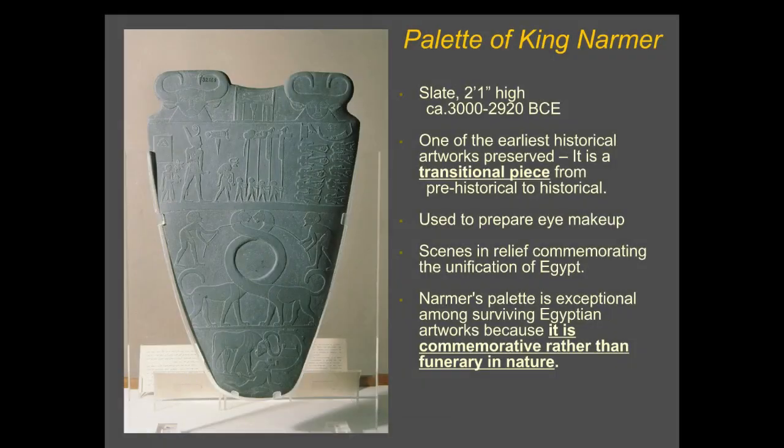So this is the palette of King Narmer. It's slate, 21 inches high. One of the earliest historical artworks that is preserved. It is a transitional piece from prehistorical to historical. So this is showing pictorial image documenting a story. We have the registers. If you look at that, registers or ground lines that we talked about in Mesopotamia.